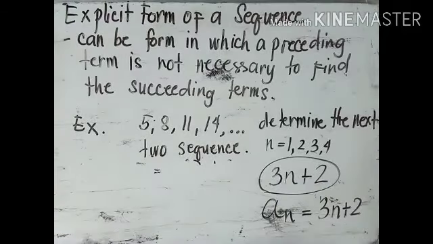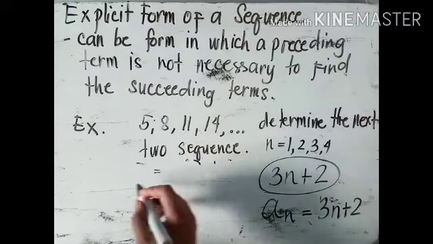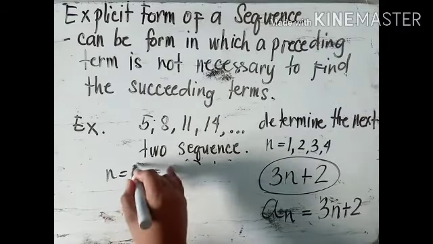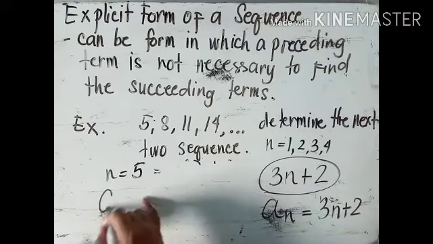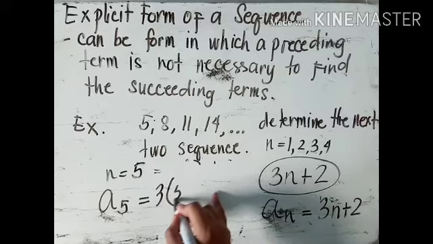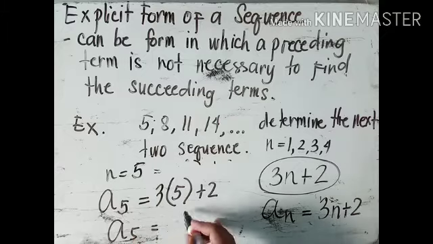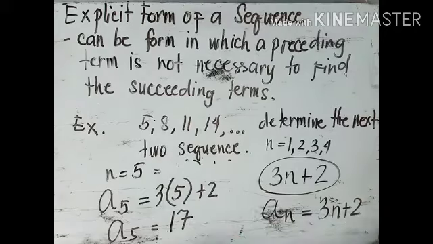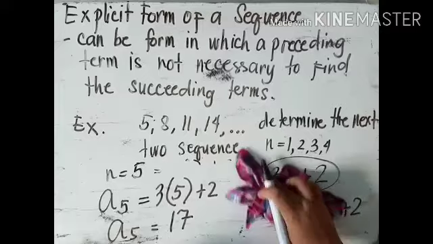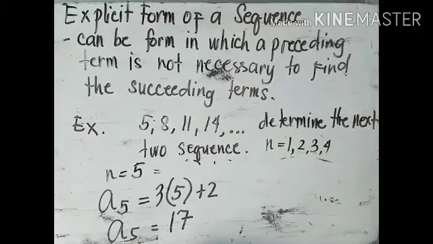Okay. So we are going to find the 5th and 6th terms. If n is equal to 5, then a5 for the sequence is equal to 3 times 5 plus 2. So a5 is equal to 3 times 5, 15, plus 2, that is 17. So that is for the 5th term.